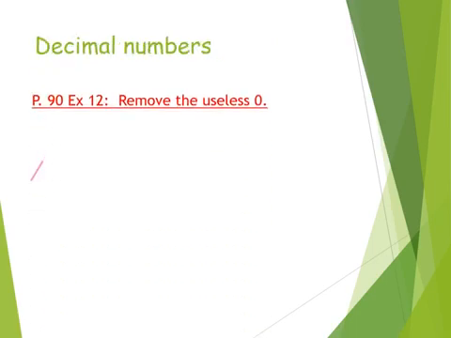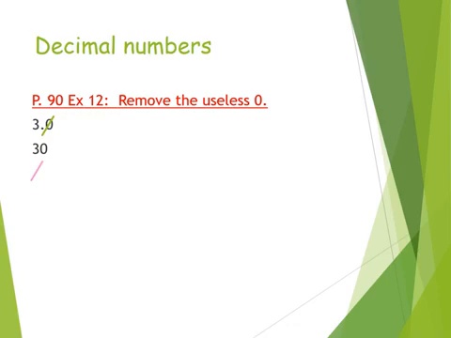Now open your book at page 90, exercise 12. Remove the useless zero. Remember, in the whole part, we look at the zero to the left, and in the decimal part, we look at the zero to the right. Here, the decimal part has one zero to the right, so we remove it. 30, it's a whole number, so we have to look at the left.